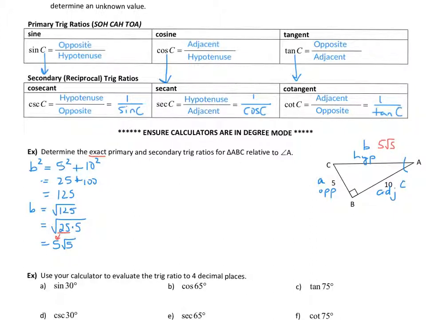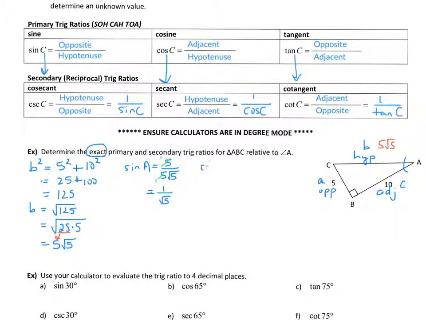All right, so if I state my primary trig ratios, I know that the sine of angle A would be opposite over hypotenuse, and opposite is 5. Hypotenuse is 5 times the square root of 5. And then I can actually reduce this. 5 and 5 reduce, and leaves you with 1 over the square root of 5. Okay, so the sine of angle A is 1 over the square root of 5 as an exact value here.